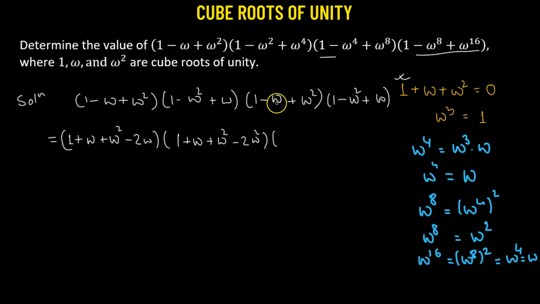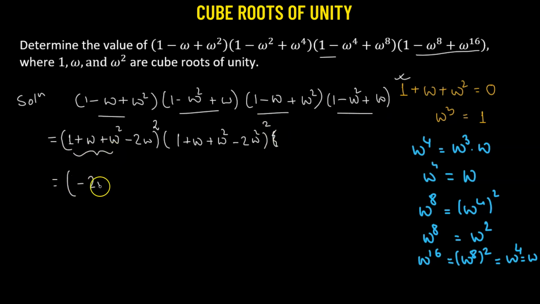Multiplied to, here we have 1 minus omega plus omega squared. Actually, these two expressions are repeating, so we will square it. Means exactly the same thing. And here we have 1 minus omega squared plus omega. So this is the same as this one. So we'll simply square it. Now that means this particular expression goes to 0.